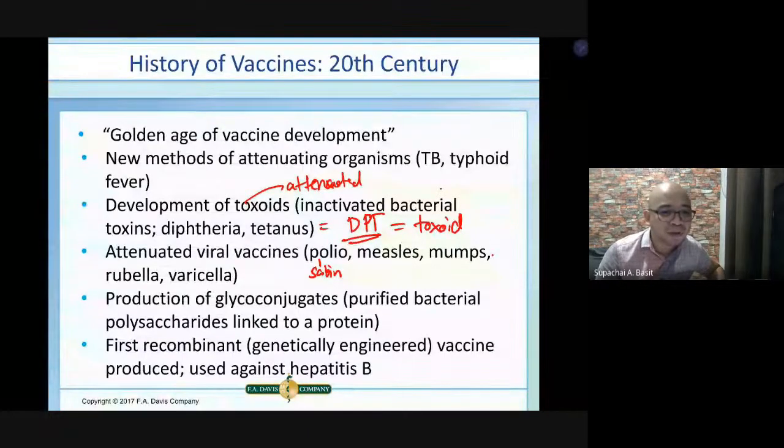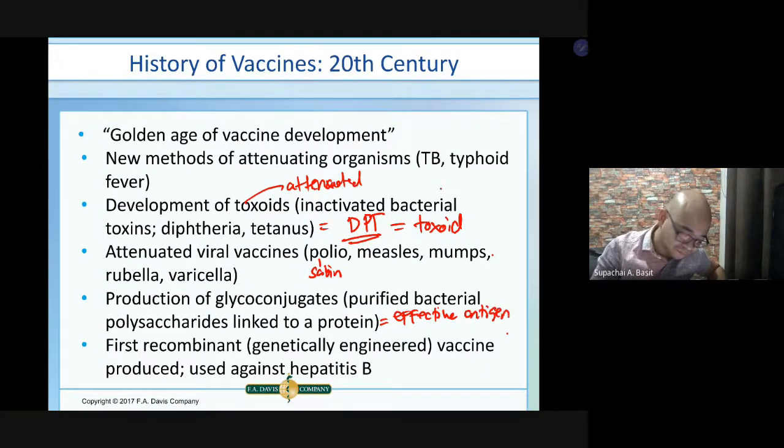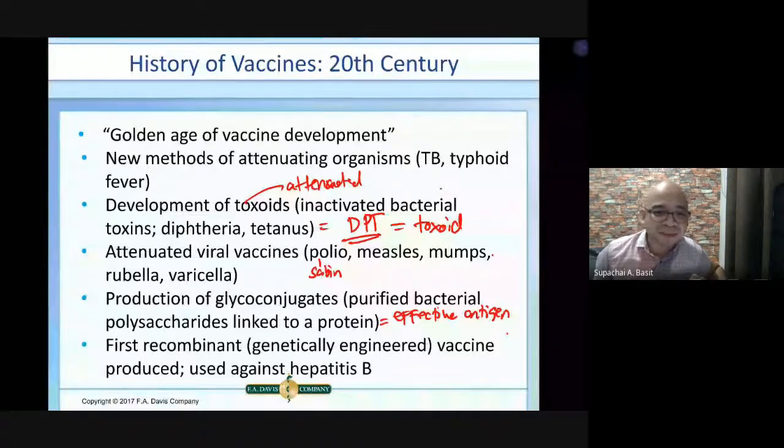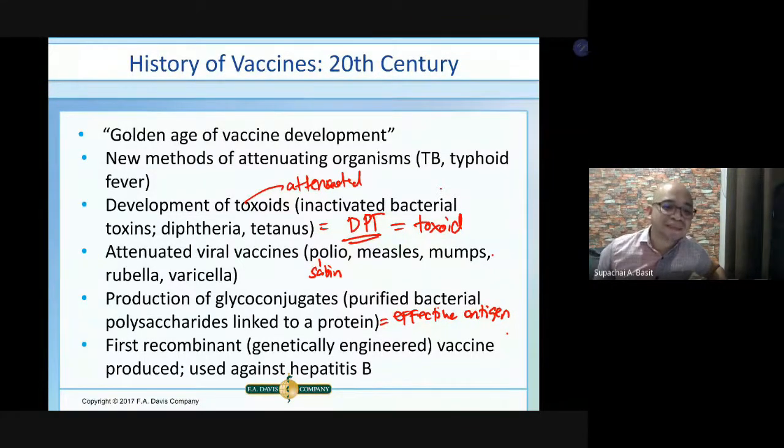And during the 20th century, there was also the production of glycoconjugates. Glycoconjugates are bacterial polysaccharides linked to a protein, and this makes an effective antigen. So if you have bacterial polysaccharides linked to a protein, this becomes a very effective antigen. And the first recombinant genetically engineered vaccine was also produced during the 20th century, particularly against hepatitis B.